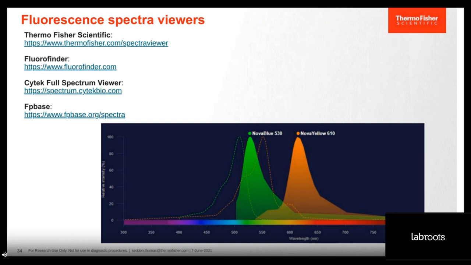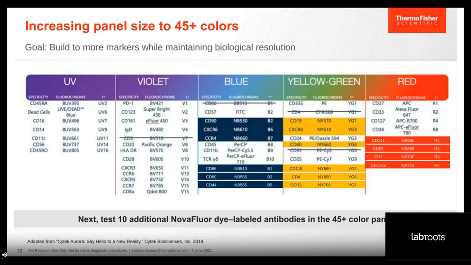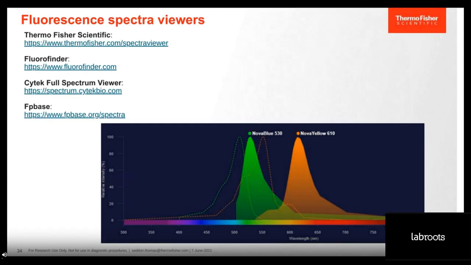And so just to step back in terms of how we did that process, what you can see here is that there are different antibodies, and then these are the different NovaFluors there. If you wanted to see what the spectra was for any of the NovaFluors that I'm talking about, you can look at the Thermo Fisher spectral viewer, as well as Fluorofinder or FPbase, and there's also the Cytek full spectrum viewer. So in terms of saying, okay, how similar are these dyes or not to each other?